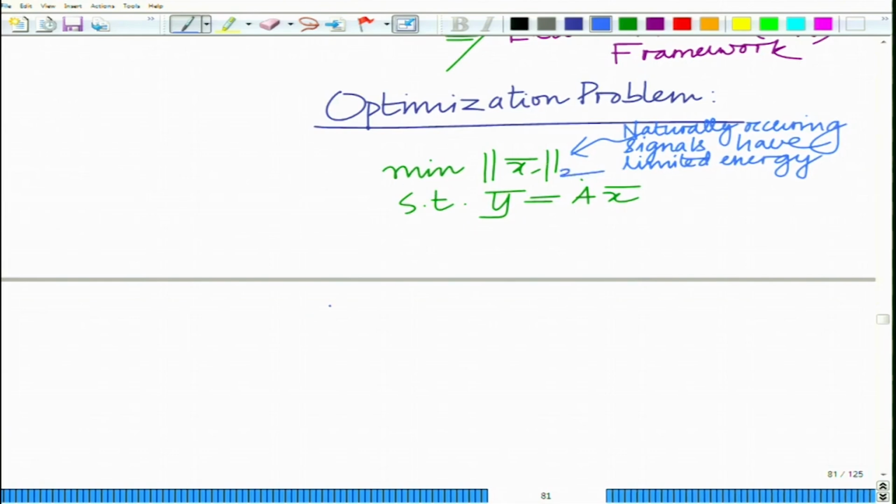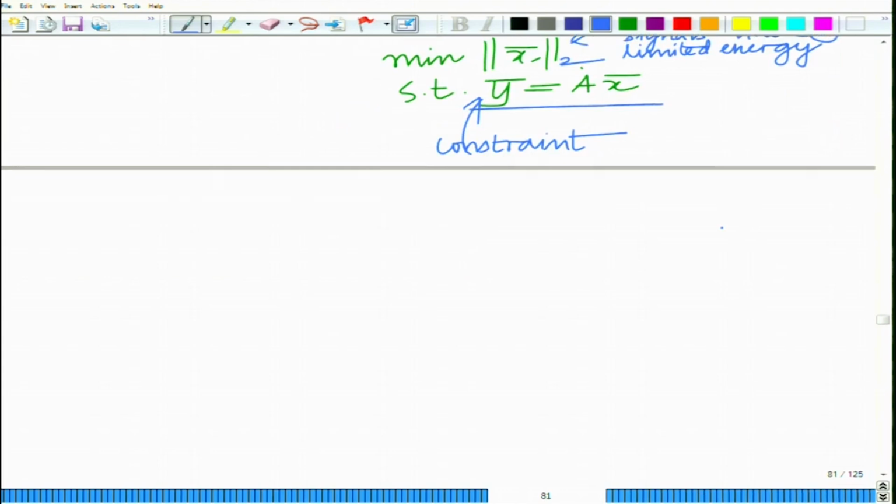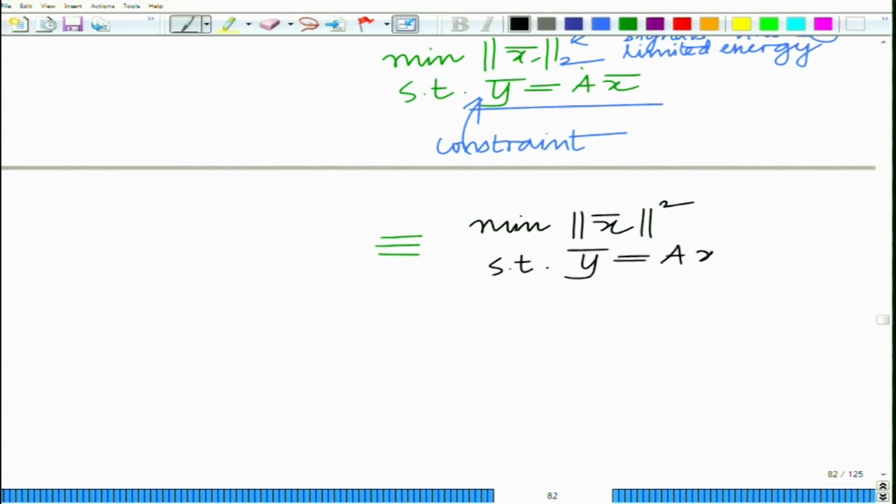In fact, this is the minimum 2 norm, and this linear system is your constraint. So minimum norm is the objective, and this is the constraint for our optimization problem, and this can be solved as follows. Solving this is fairly straightforward. We can use the earlier techniques. Minimize norm x bar square subject to the constraint y bar equals A x bar.